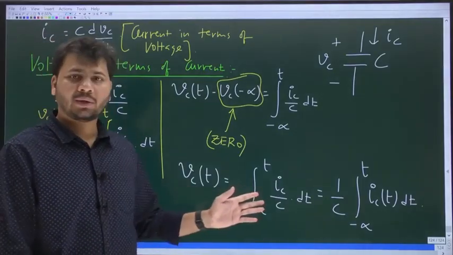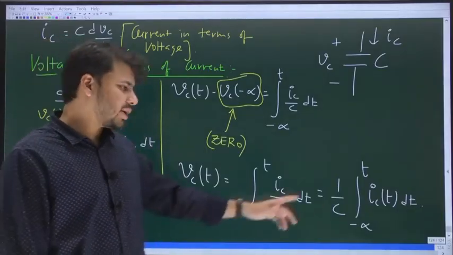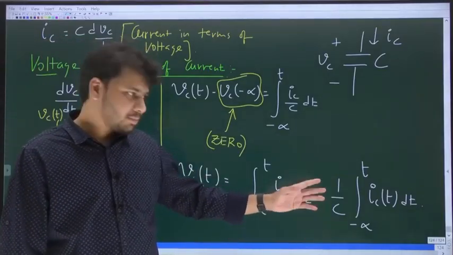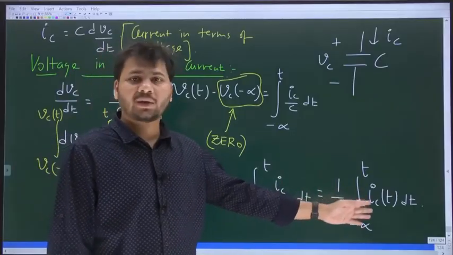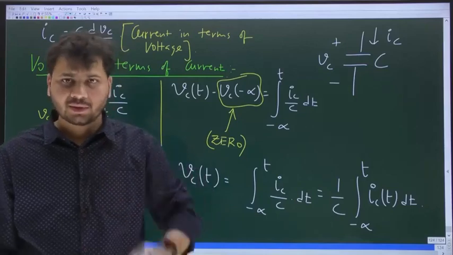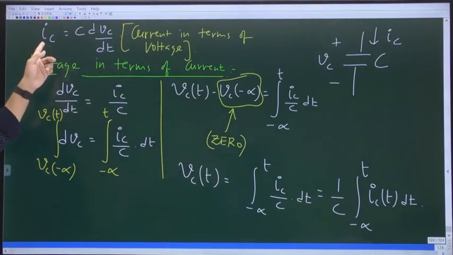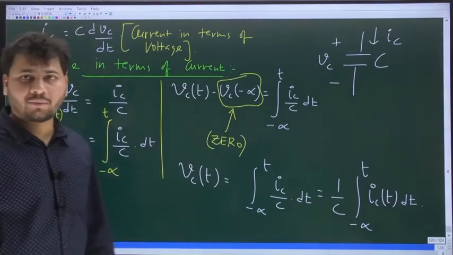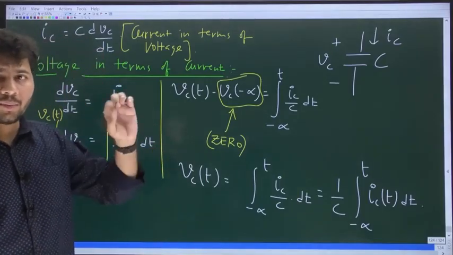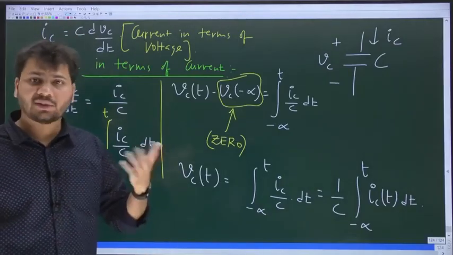Vc of t, the voltage across the cap at the present instant, is equal to 1 by C multiplied with the integration of the current from minus infinity up to the present instant. Look at the current. It depends on the time derivative of voltage. Ic depends on dVc by dt.